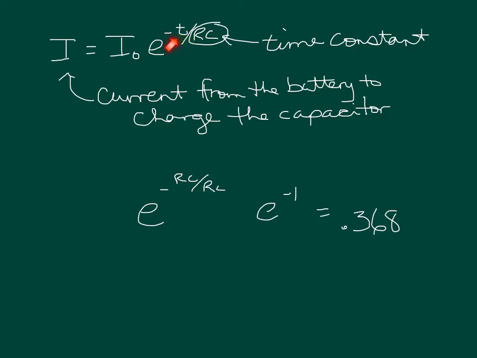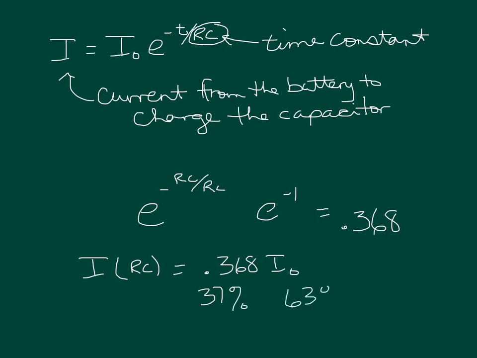So what that tells us is that the current after one time constant, at RC, whatever that is, is 36.8%, 0.368 times your initial current. So terms you want to look for are like 37%, 63%, because 37 and 63 is 100. So we can charge it or we can discharge it. And so it's going to be like 37% or 63%, and that's after one time constant.